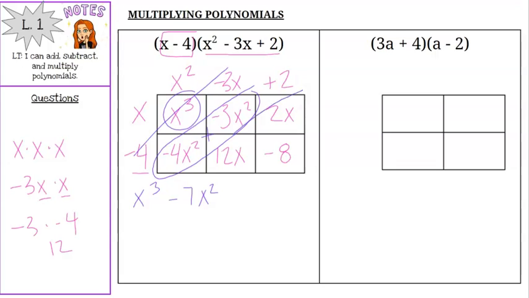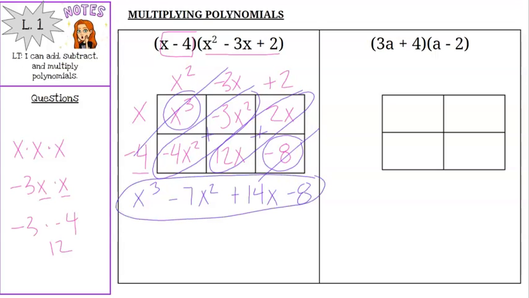Then in our next diagonal, we have 12x and 2x. We add them up. 12 plus 2 is 14, so positive 14x. And then that last one is just negative 8. There's nothing else in that diagonal, so it's just negative 8. And then that is your final answer.